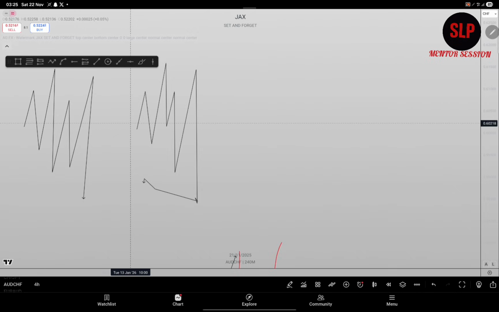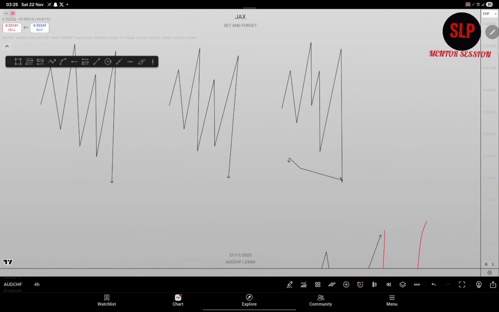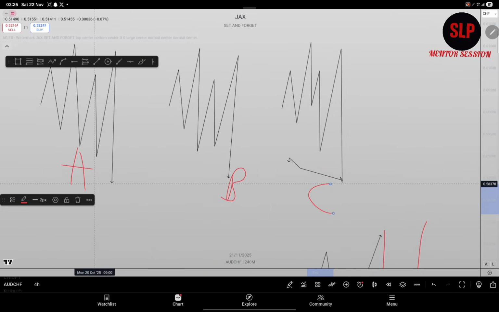As I explained, when you use QMR as a reversal pattern, it's very important that it must be an A plus setup.